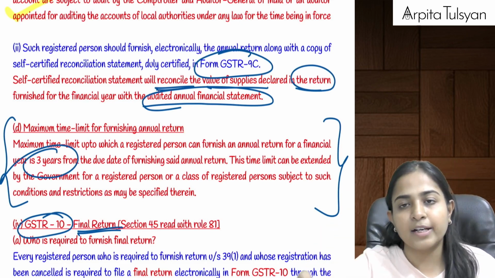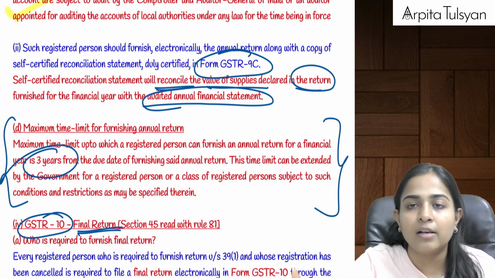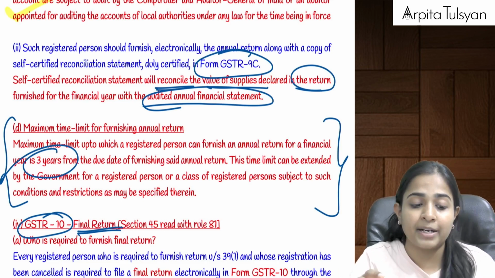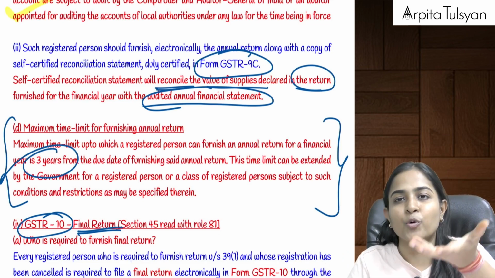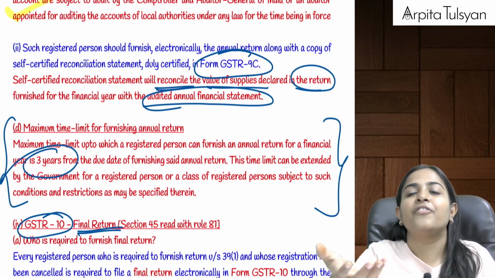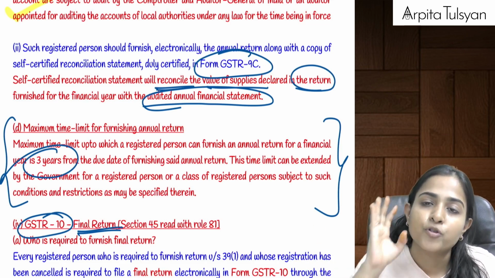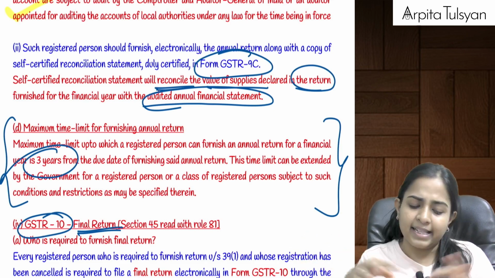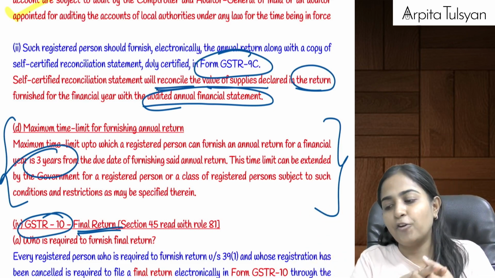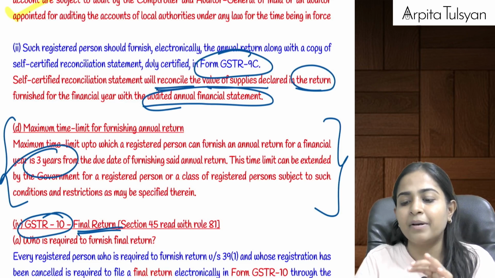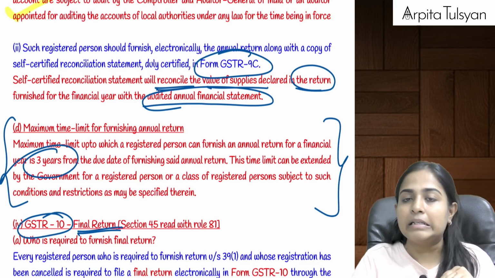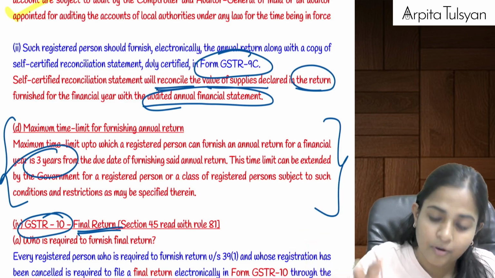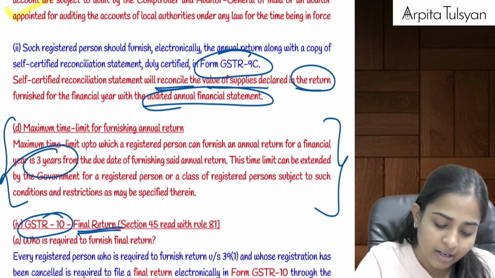In this particular self-certified reconciliation statement, you are going to reconcile the figures which you have shown in your returns and the figures which are present in your audited books of accounts. Okay, you are going to reconcile that both of them are matching. If you are not able to file it by 31st December, then the maximum time period within which you can submit is 3 years from the original due date of filing this particular return.